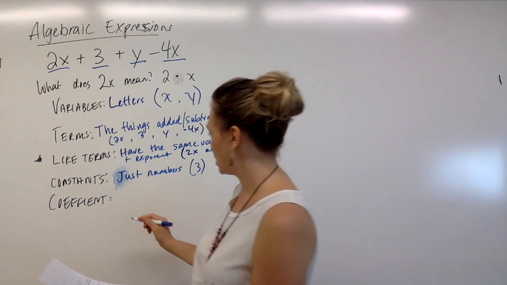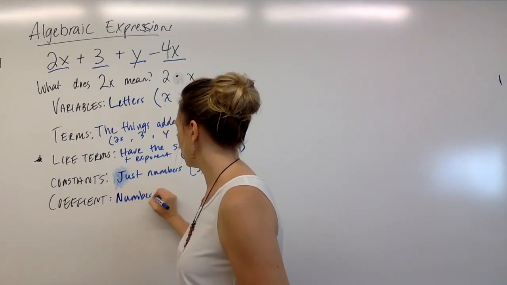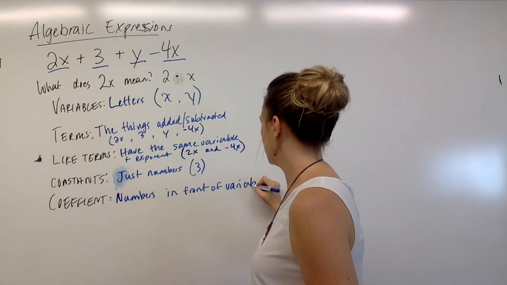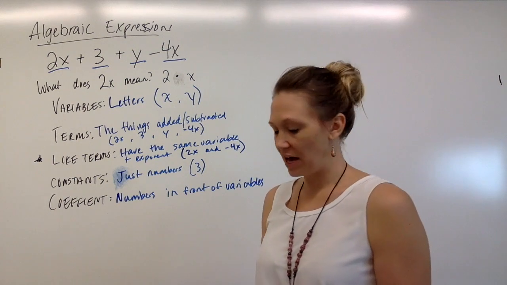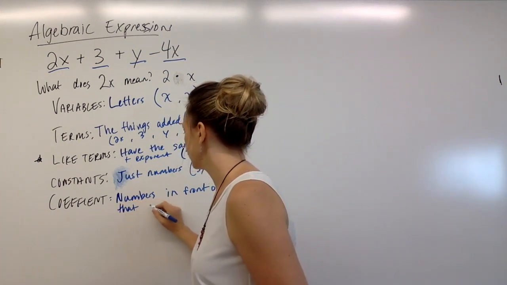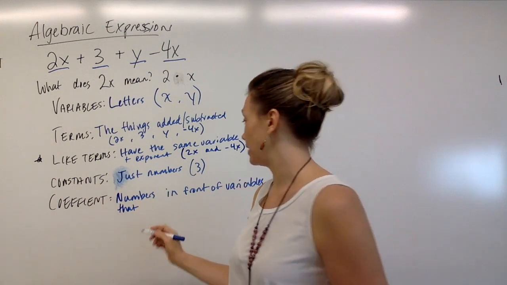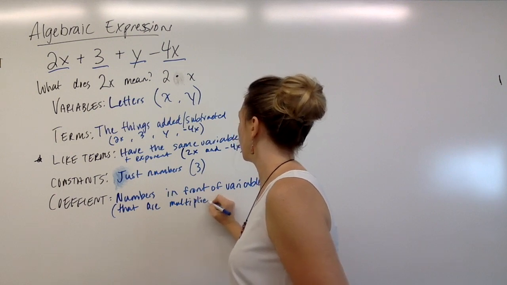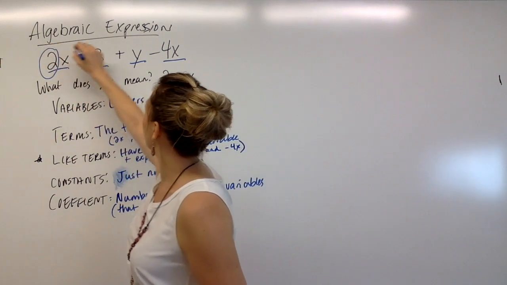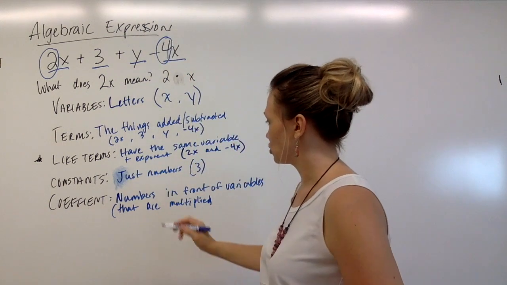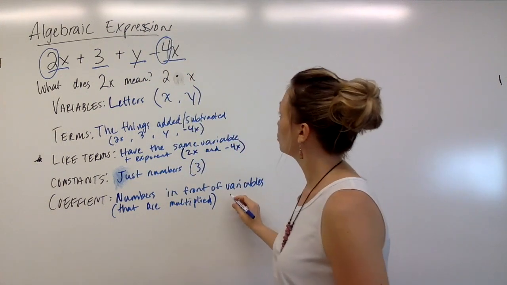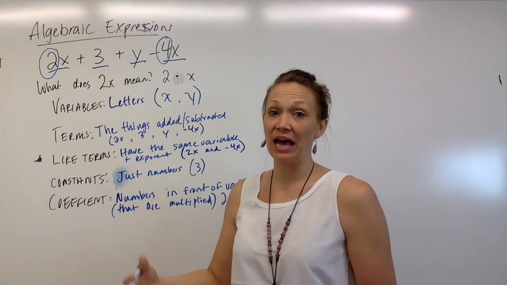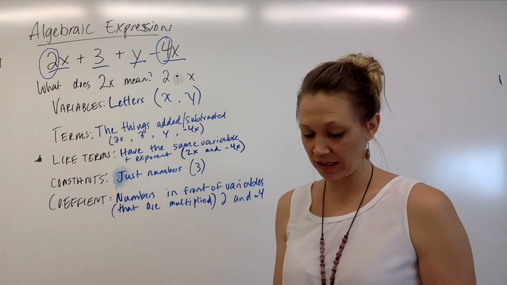And then finally, the coefficients are numbers in front of variables. Okay? So the numbers in front of the variables are factors that are being multiplied. Okay, so we have 2 in front of the x here and a -4 in front of the x here. So my coefficients in my example are 2 and -4. So they have to be right next to, they have to be multiplied with a variable. That's what makes it a coefficient.